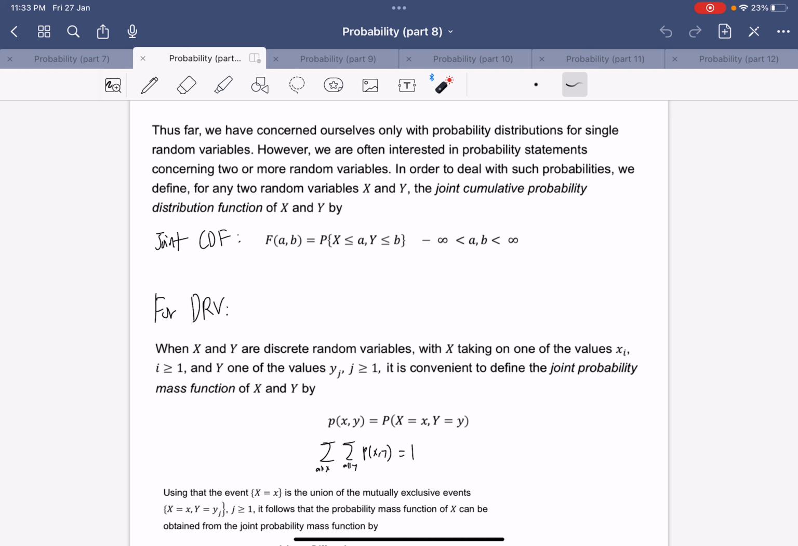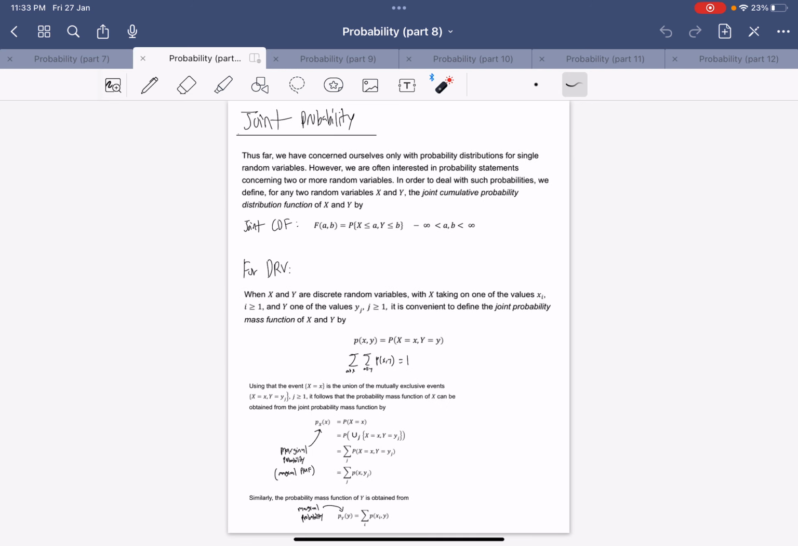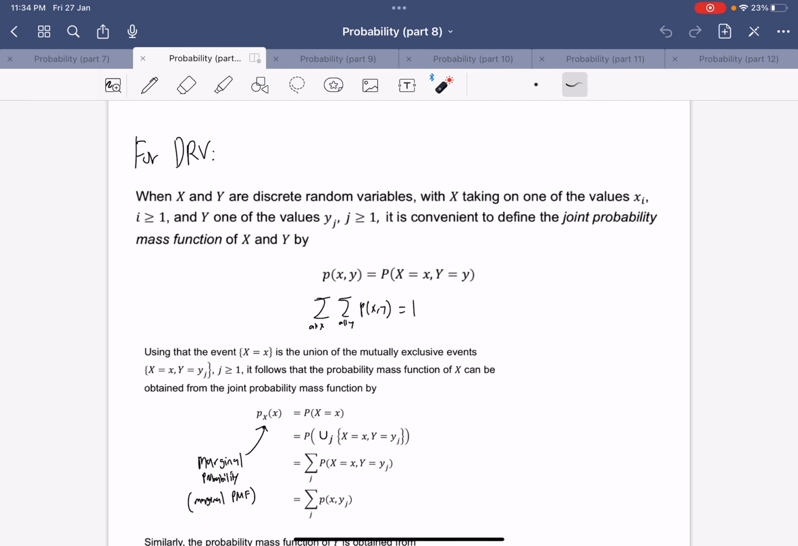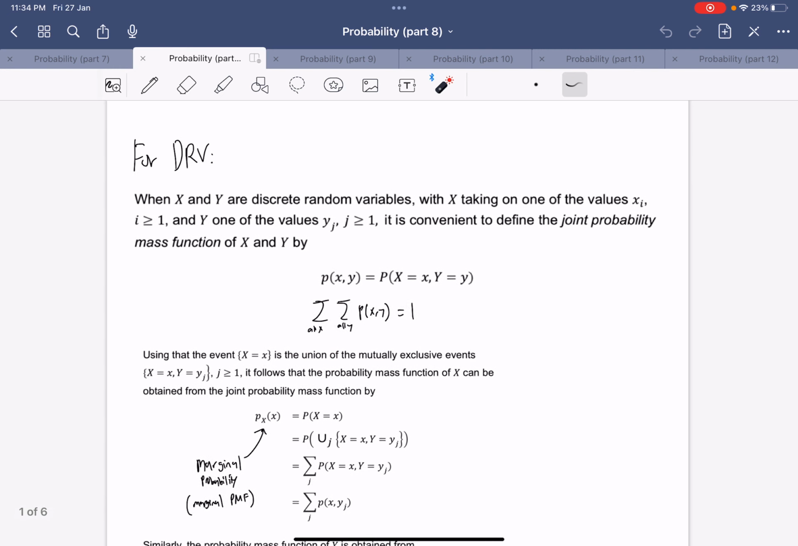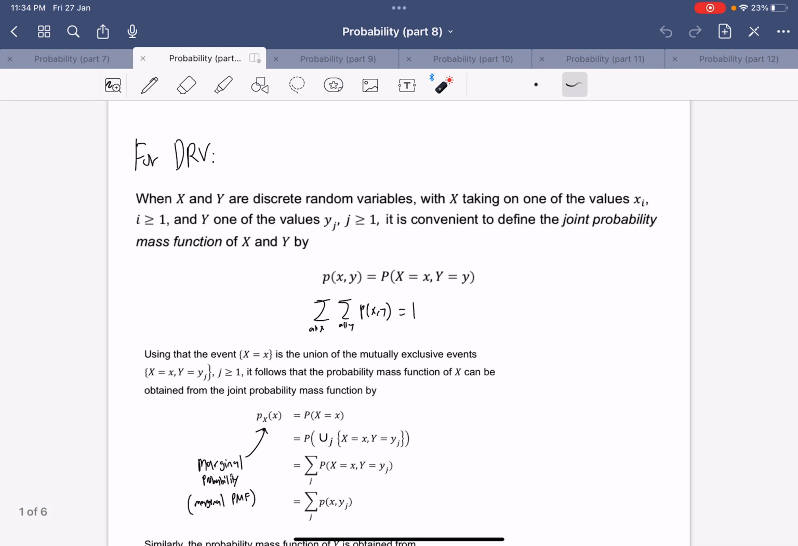Now, for the case of discrete random variables, where both X and Y are discrete, the joint PMF can be defined naturally as the probability that X equals x, comma, Y equals y. And if you were to sum over all y's and all x's, this probability has to equal 1.